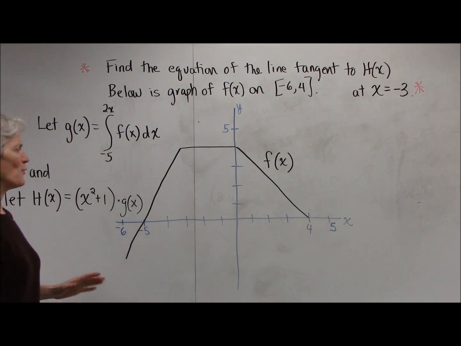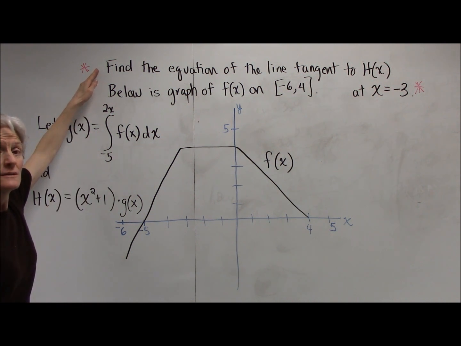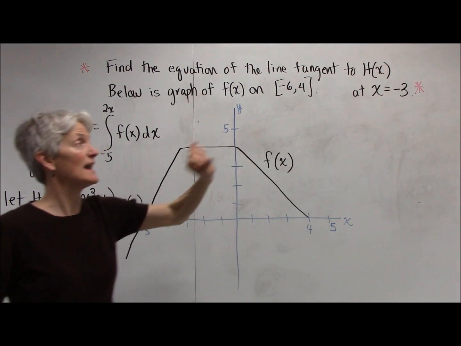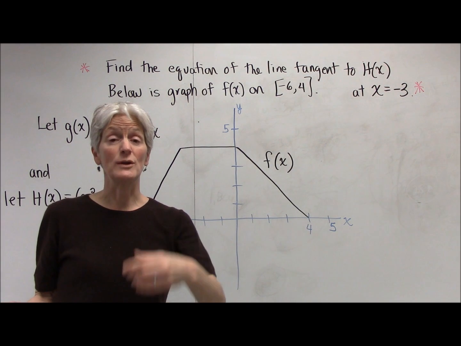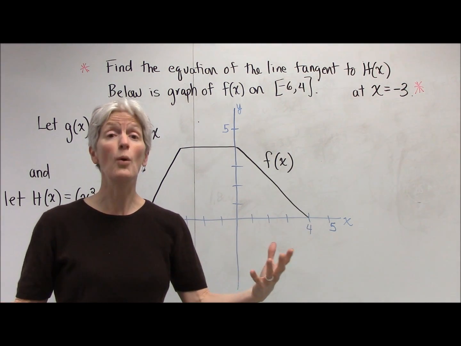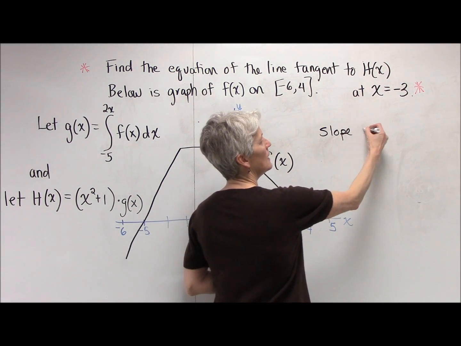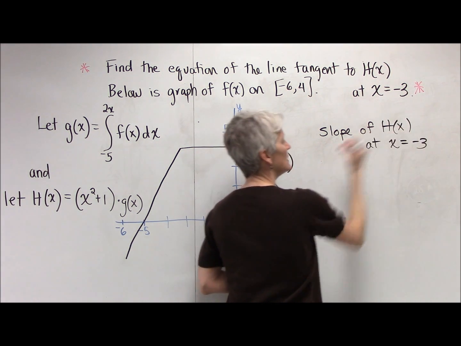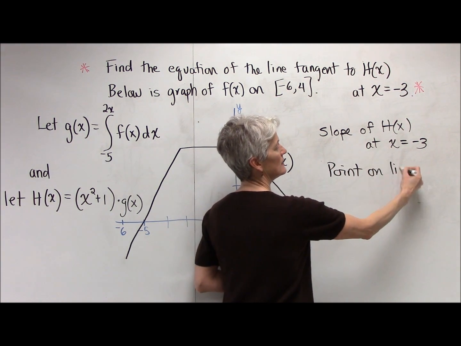When you're seeing a complicated problem like this, you just want to go to your question and start looking for the ingredients that you need. Find the equation of the line tangent to h of x at x equals -3. To find the equation of the line, we basically need two ingredients. We need a slope and we need a point on that line. So we need the slope of h of x at x equals -3, and we need a point on the line.